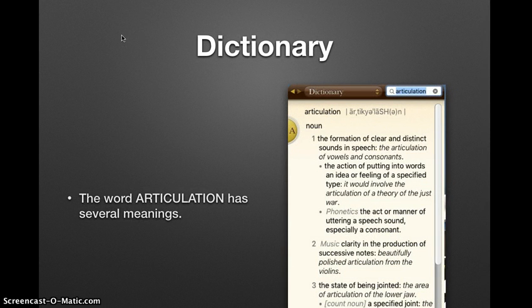The word articulation has many different meanings. As we see here, it talks about just a part of speech and how we can speak more clearly. Topic number 2 is where we're of course going to focus: the clarity and production of successive notes in music. It also has things to do in anatomy, but we're going to be talking about how it applies to music, of course.